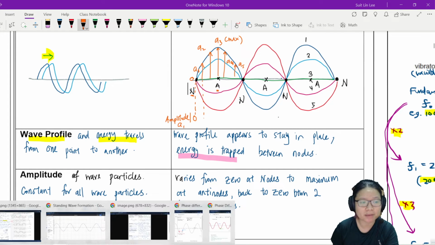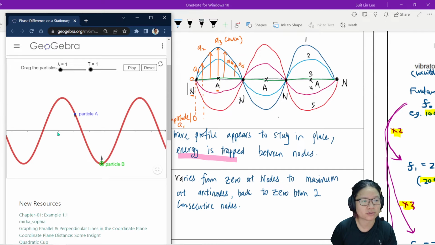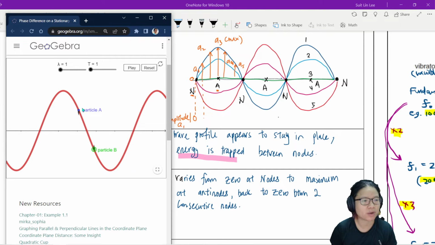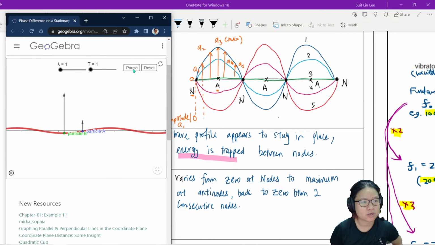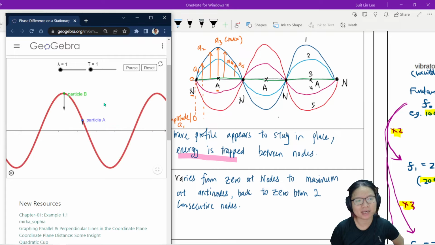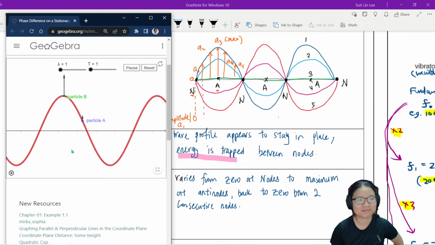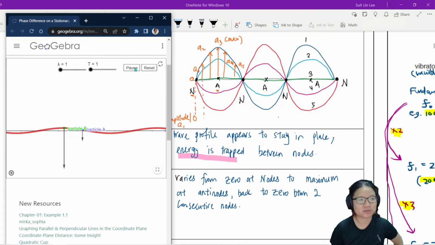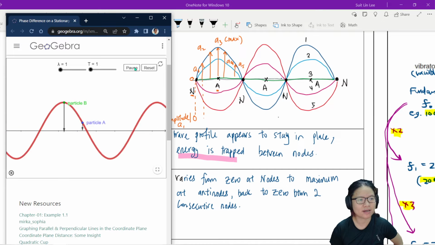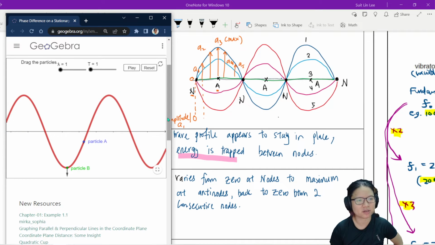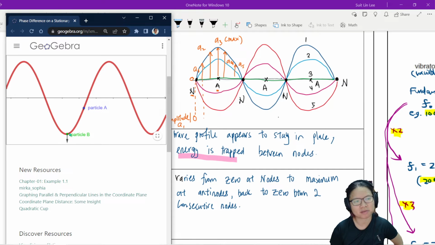But the interesting thing about this standing wave, let me zoom in a bit so you can see, is that it doesn't really matter where I put the particle. Let's say I put it like that. They actually reach maximum at the same time. So look at this. They both reach the highest position together and the lowest position together. If you stare at this right now, this is the lowest position. They reach this at the same time.